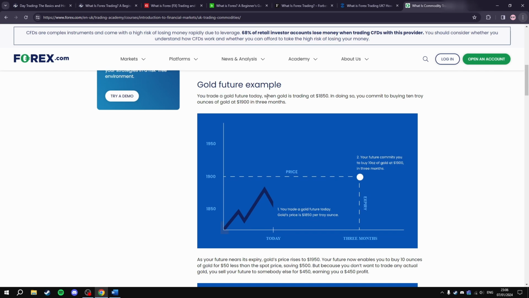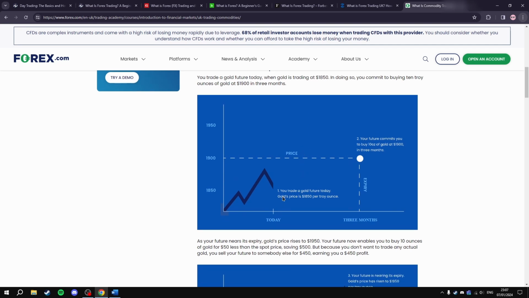You trade a gold future today when gold is trading at that price. In doing so, you commit to buying 10 troy ounces of gold at that price in 3 months. Your future commits you to buy 10 ounces. So we're hoping that in 3 months' time the price will be above 1,900 in order to make a profit.